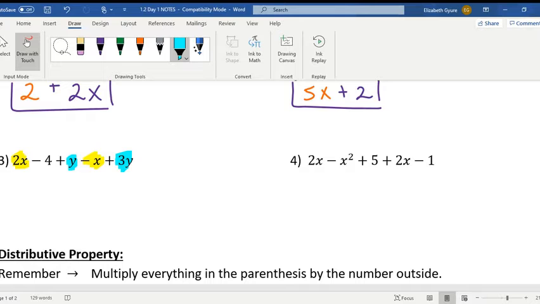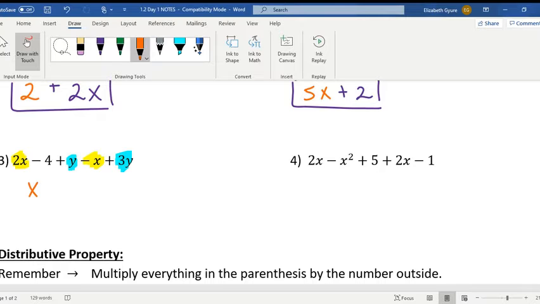So now let's combine what we got. So we have a 2x minus x, right? If you have 2 of something and you take 1 away, how many's left? Just 1. So you can either write 1x or just write x. It doesn't matter which way you write that. Some people like to put the 1 in front. You don't have to. It's up to you.